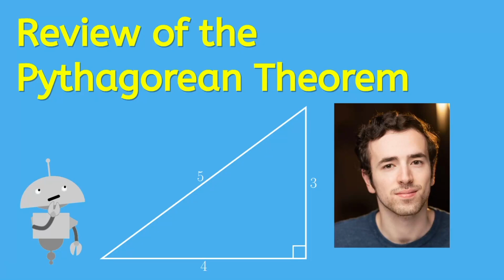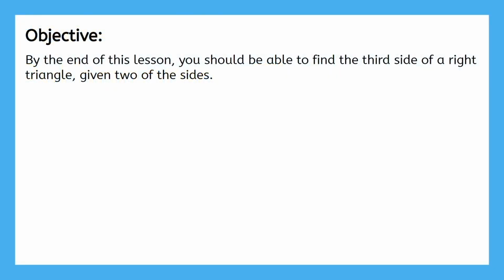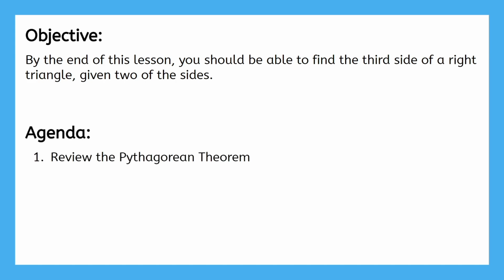Now that we've learned a little bit about the sine, cosine, and tangent, let's review some topics that'll be very helpful in finding specific values of these functions. If any of this appears new to you, don't worry. This lesson is designed so that you can still learn it for the first time if you've never seen it before. Let's get started. By the end of this lesson, you should be able to find the third side of a right triangle given two of its sides. First, we'll review the Pythagorean Theorem, and then we'll complete some examples.